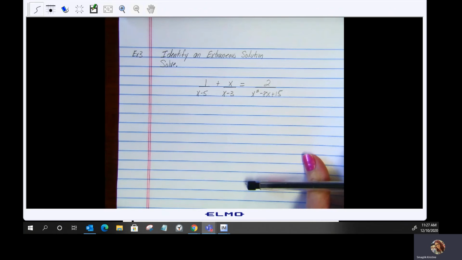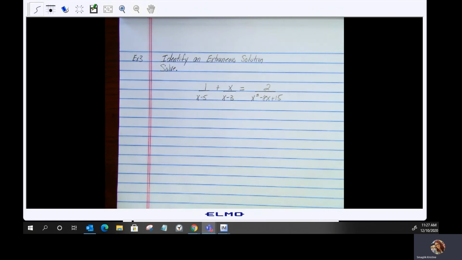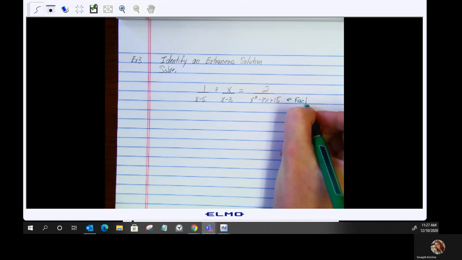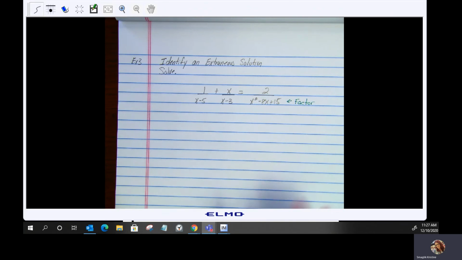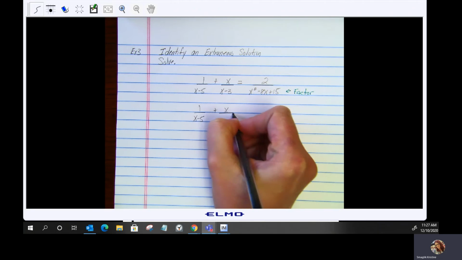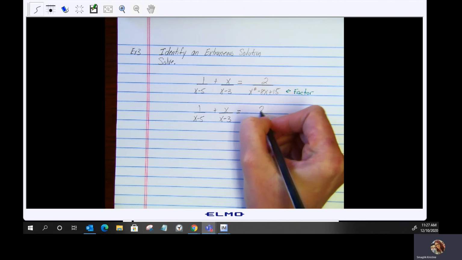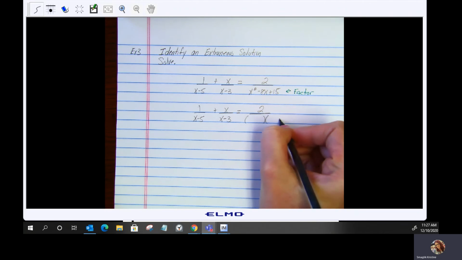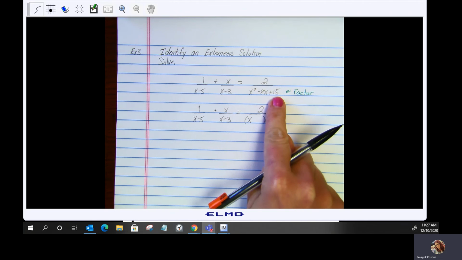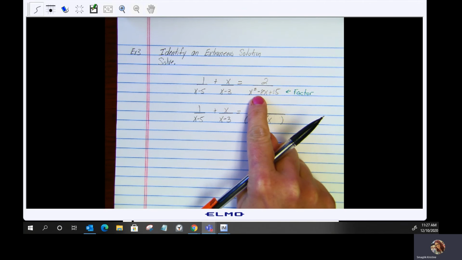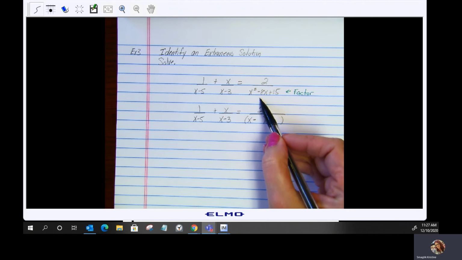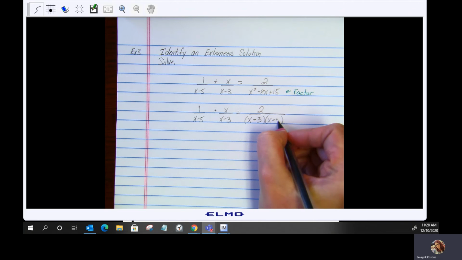Now let's learn how to identify an extraneous solution. So here, we're going to solve this. First thing I want to do is factor. If I see a quadratic, break it down into its factors. So let's rewrite this. I'm going to have 1 over x minus 5 plus x all over x minus 3 equals 2 over, I'm going to drop in my parentheses. I know I have a leading coefficient of 1. I'm going to drop in my x's. My c value is positive. That tells me my signs are the same. If I look to the middle term, that tells me they both have to be negative. And now two numbers, when I multiply them, I get positive 15, and I add them, I get a negative 8. That would be negative 3 and negative 5.